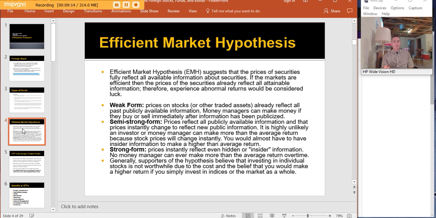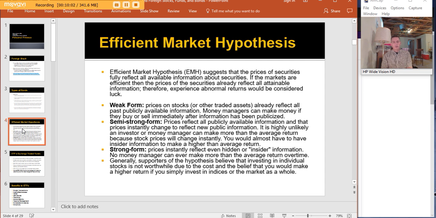And in this theory, we have three forms. We have the weak form efficient market hypothesis, which suggests that prices on stocks or other traded assets already reflect all past publicly available information. Money managers can make money if they buy or sell immediately after this information has been publicized. So when the company has an earnings report, you have a very short amount of time. Let's say earnings went up, so too should the price of the stock. Then you have 25 minutes or a half hour to sell those shares once it becomes overvalued, or you could buy them if the calculation still hasn't figured that in.